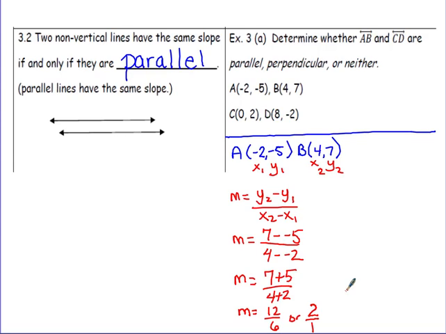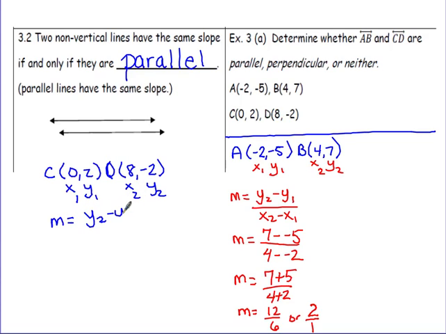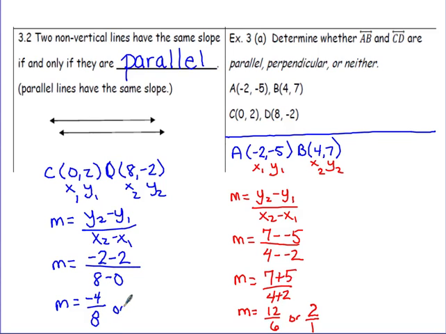Okay, now we need to find the slope of line CD. Label your points, write your formula out, and then just plug in what you know. -2 minus 2 and 8 minus 0, so it's going to be -4 over 8, which reduces to -1/2. If you're not sure how to reduce a fraction, you can just use your calculator, hit math, enter, enter.